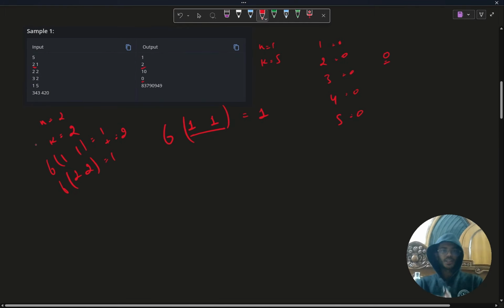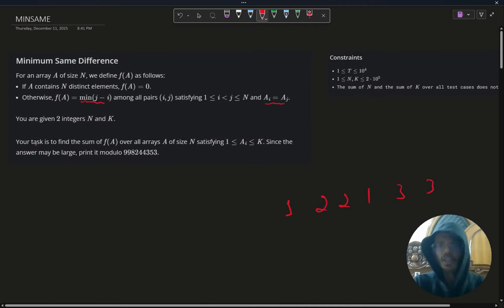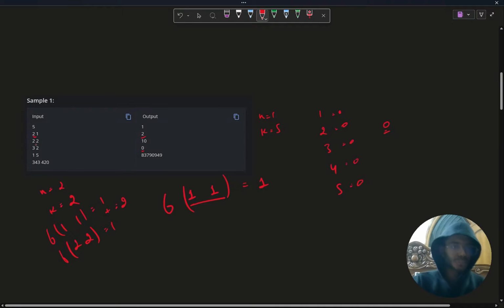Now first of all, it's very obvious that we cannot create all the possible arrays because there could be k to the power n arrays, and k and n are already very huge. So we'll have to use some combinatorics or something.